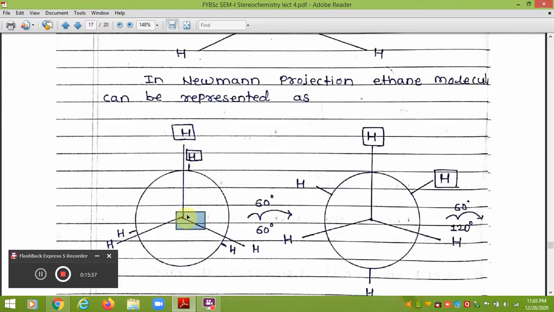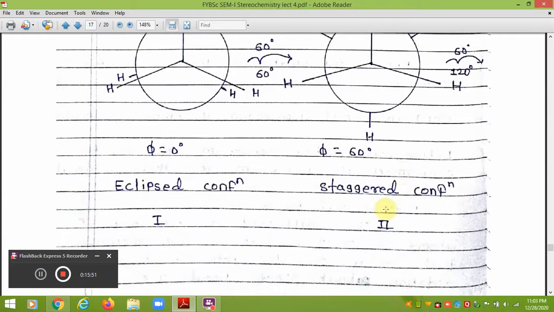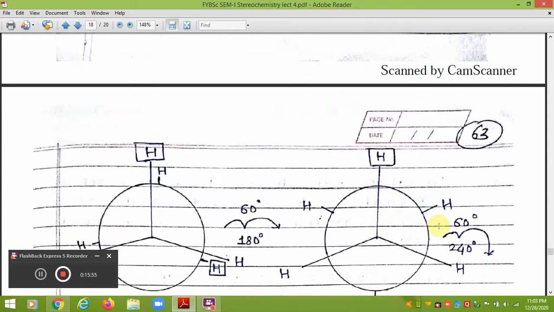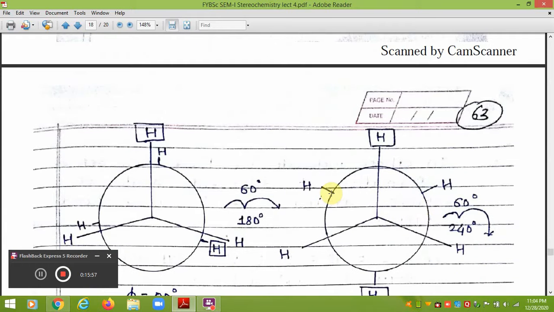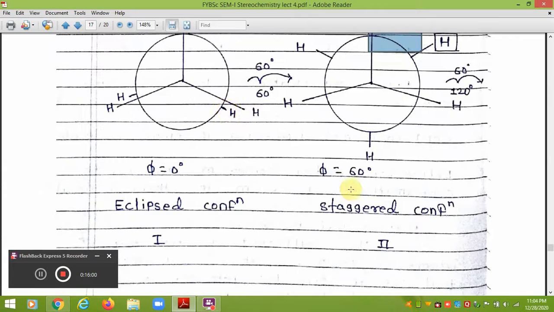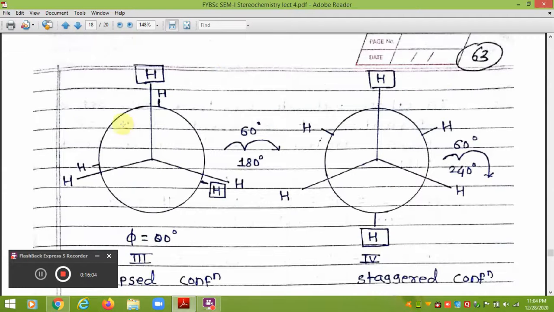If the carbon-carbon single bond is rotated by 60 degrees, we keep the front carbon constant, remaining as it is, and we just rotate the back carbon. So by the rotation of 60 degrees we get this conformation, and one is converted to the second one. If again rotated by 60 degrees, the total rotation becomes 120. Again after another 60 it becomes 180.